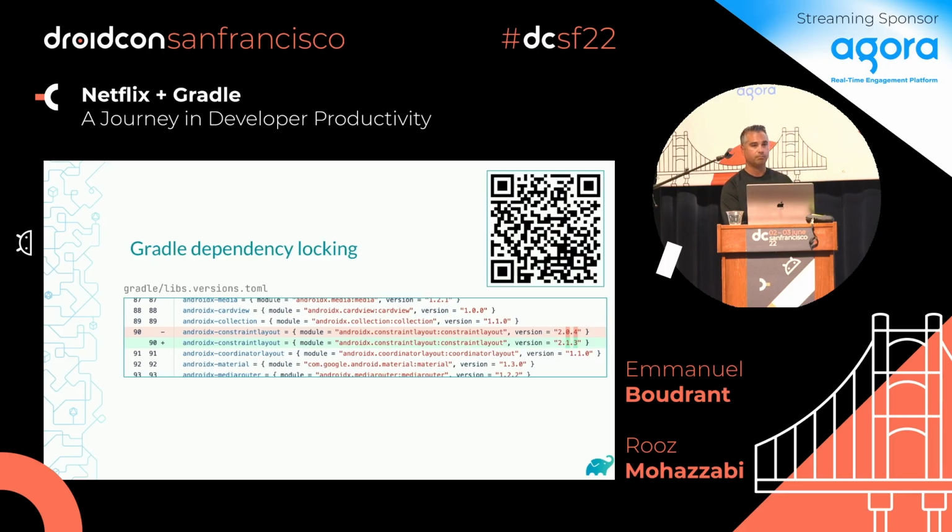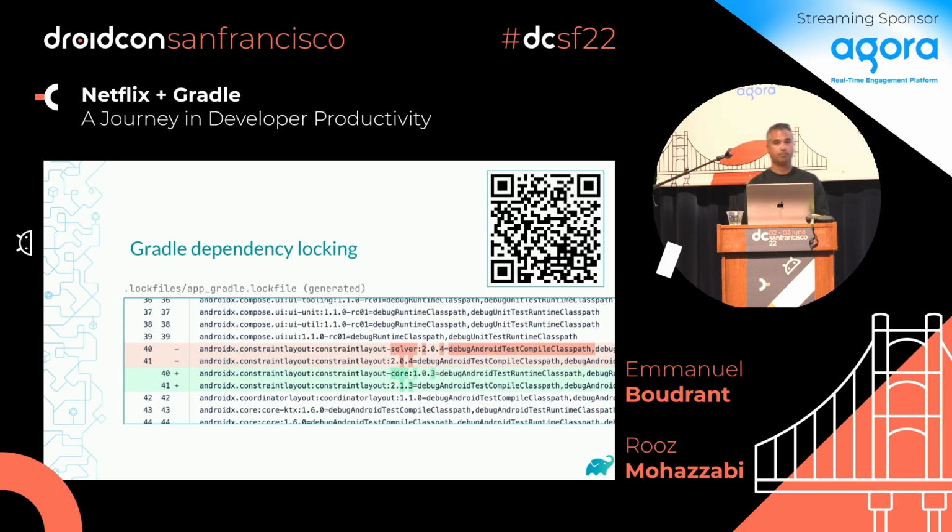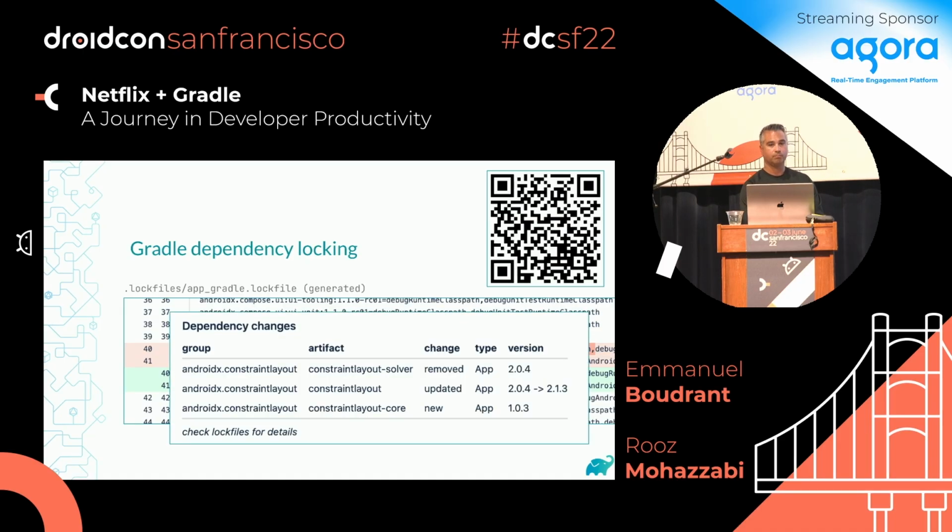This is an example of a version catalog, and we are bumping constraint layout to 2.1.3, okay? And so this is the version catalog. This is the dependencies change we see in our app. And it's not just constraint layout that gets bumped to the next version, but we also see that solver gets removed and core gets added. So these log files allow us to really control what we ship to customers. And in a pull request, if you make a change to a dependency, we are going to publish this small table with all the impact you are doing on the build.